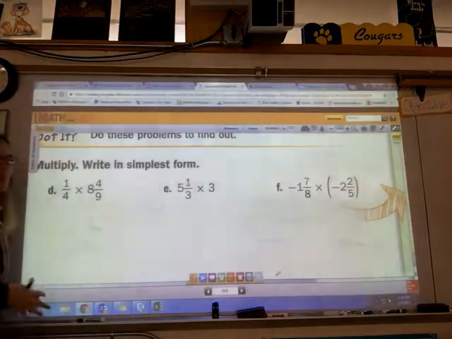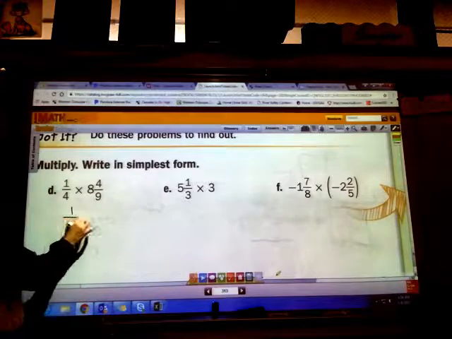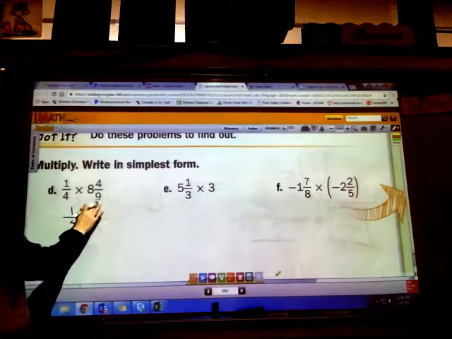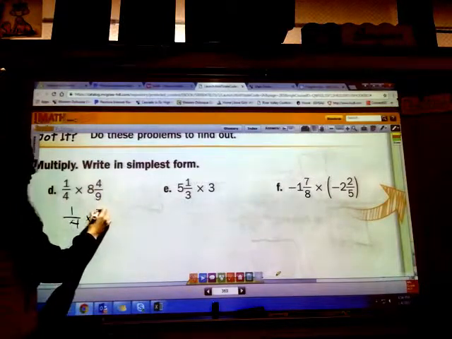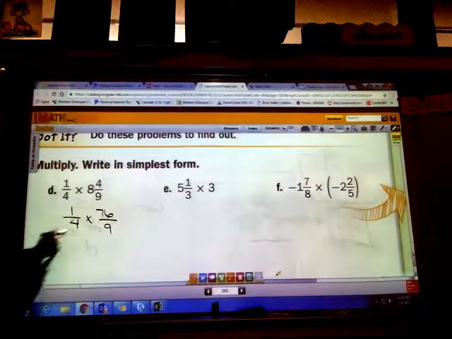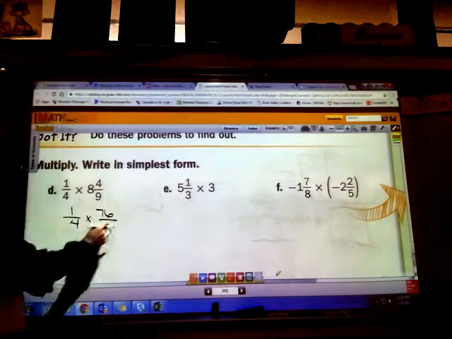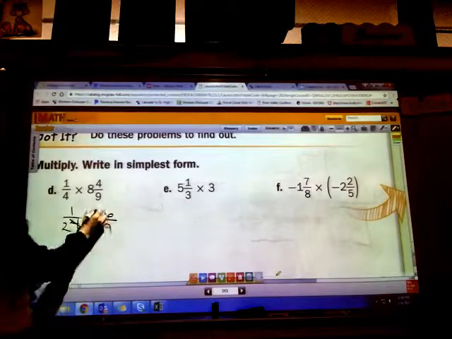Alrighty, as you're working through these, hopefully you were able to come up with the correct answers. Again, we're going to rename, so I'm thinking 1/4 times, changing this to an improper, 9 times 8 is 72, 72 plus 4 would be 76 over 9. Okay, hopefully we can recognize that we can cross reduce here. I know for sure I can divide by 2, so 4 divided by 2 is 2.